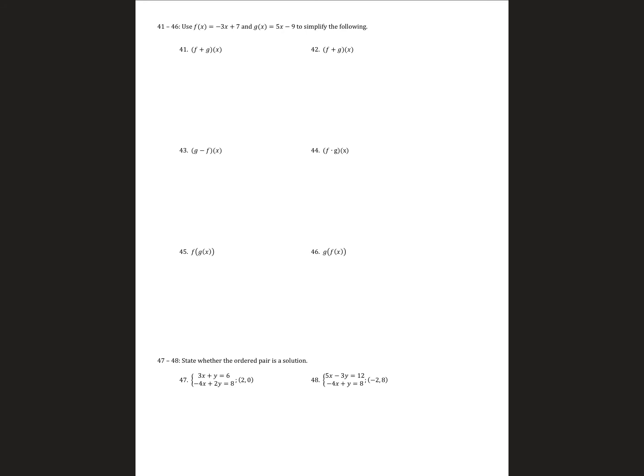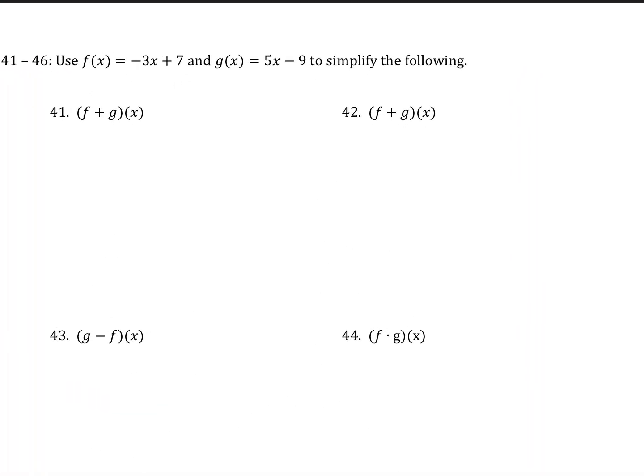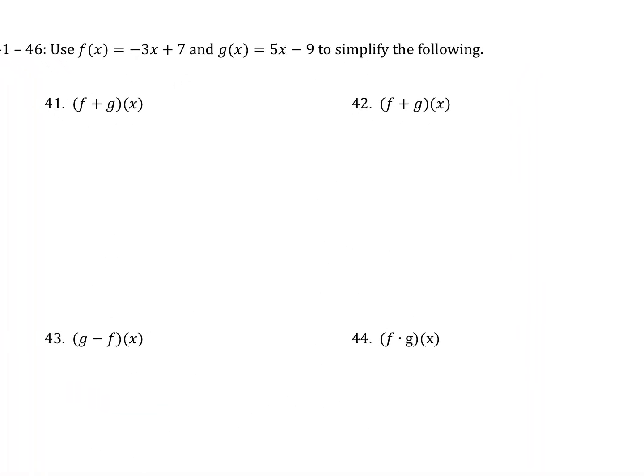For number 41, you're using f of x is equal to negative 3x plus 7, and g of x is equal to 5x minus 9. You are finding f plus g of x. So we're going to take f of x, which is the negative 3x plus 7, and add it with g of x, which is the 5x minus 9.